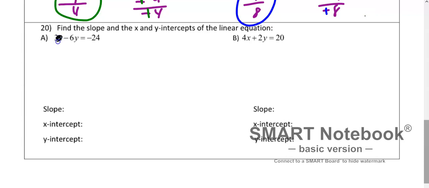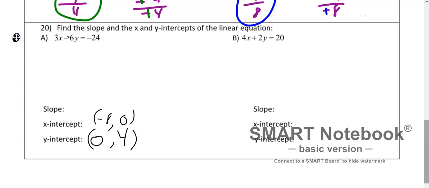So if I cover up 3x, I basically put in a 0 for x. What do I get for y? Negative 6, positive 4. If I cover up the y, that means I'm putting a 0 in for y and trying to find out what x is. Divide by 3, I get negative 8. So those are my two intercepts.